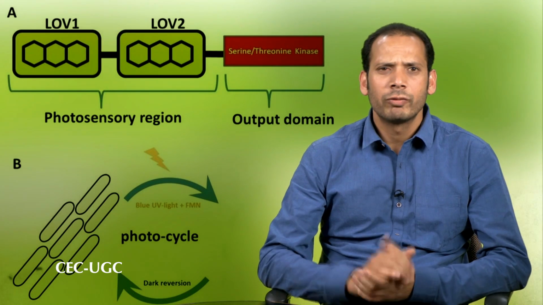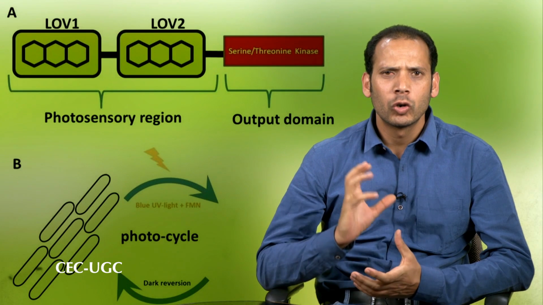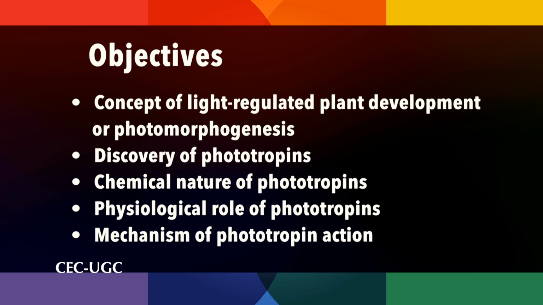Dear friends, today we are going to discuss the topic Phototropins: discovery, chemical nature, role in photomorphogenesis and the mode of action. The following objectives will be discussed during the present study: Number 1, to learn about the concept of light-regulated plant development or photomorphogenesis. Number 2, to acquire knowledge about the discovery of phototropins. Number 3, to know about the chemical nature of phototropins. Number 4, to gain an insight into the physiological role of phototropins. And last, to understand the mechanism of phototropin action.